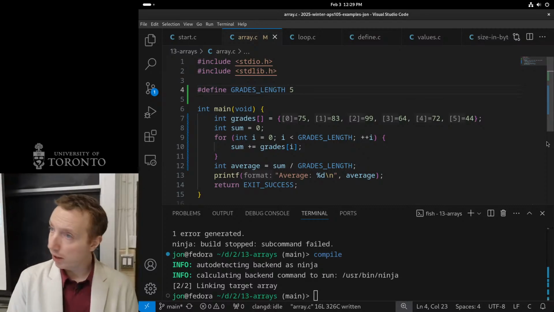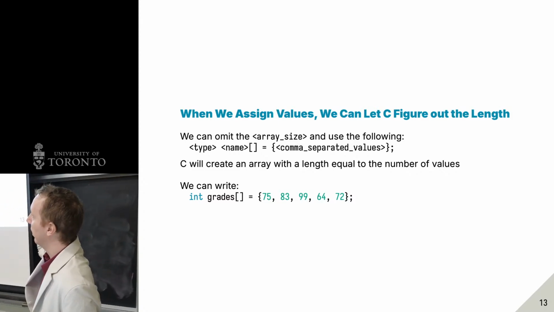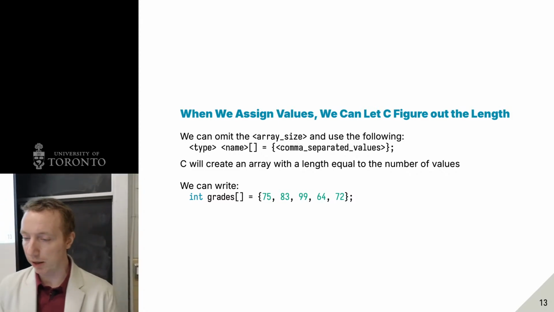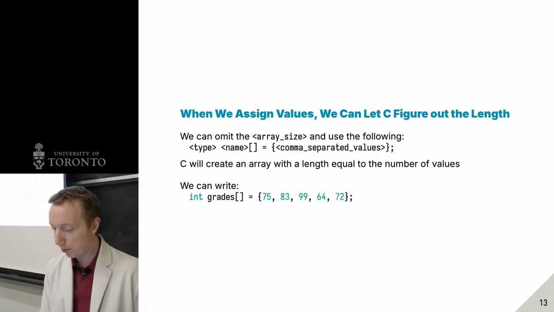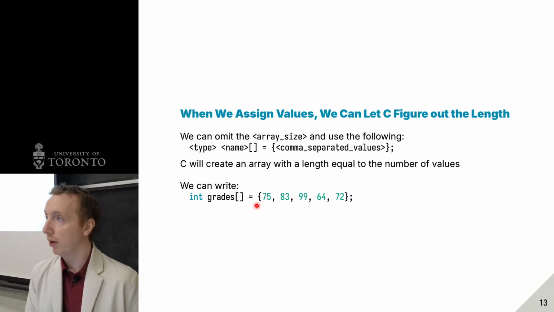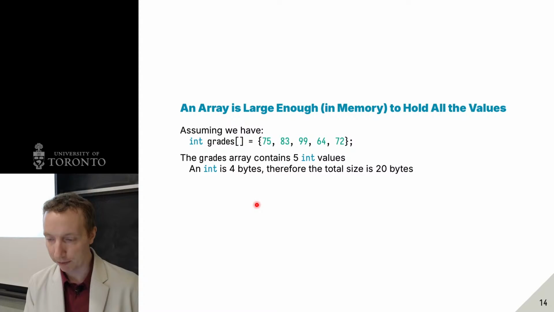So again, just so you have it, I can just write empty square brackets. C will figure out the length for me based off how many values I'm initializing. So in this case where I assign 5 values, it will create an int array of size 5. I'll show you some fun things we can do to actually figure out the length.